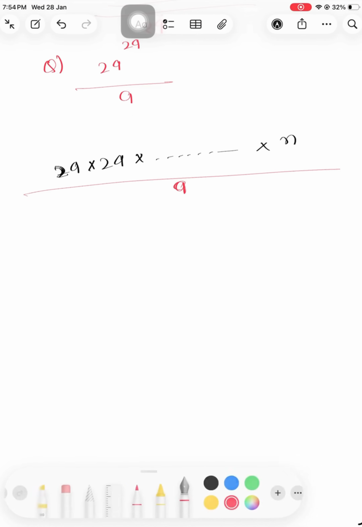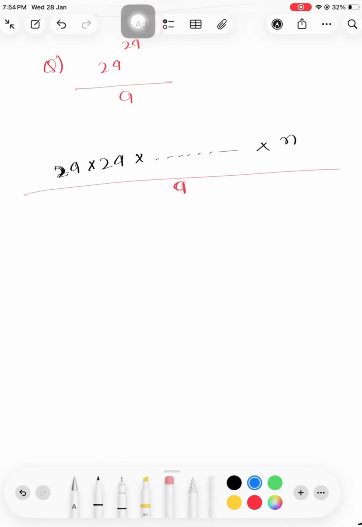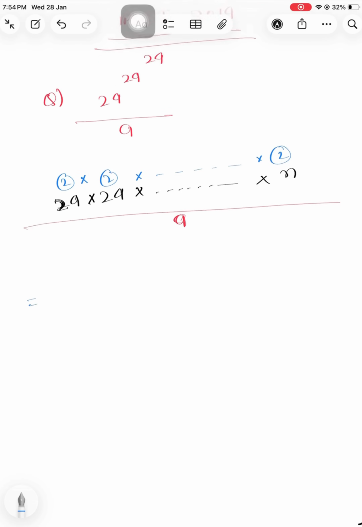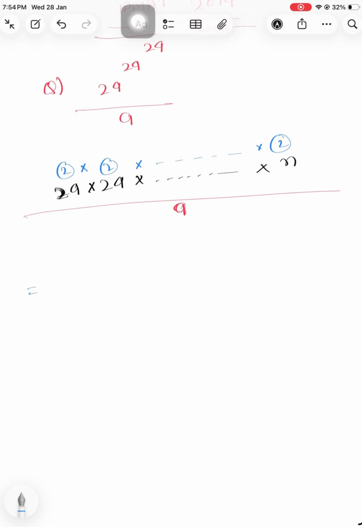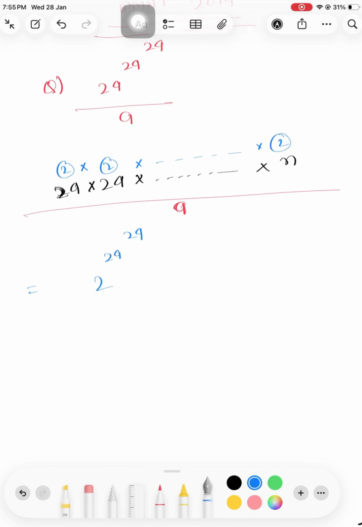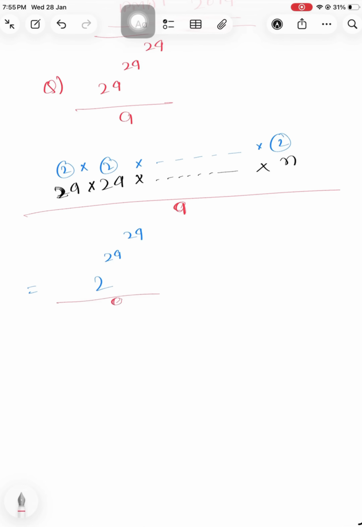Now, just by observing the pattern, we can easily say that the base value 29 is being repeated n number of times. But this n is not known to me as it has a huge power. But this 29 will definitely have 2 as a remainder for one single 29, and for all the remaining 29s, it will definitely have 2 as the remainder.